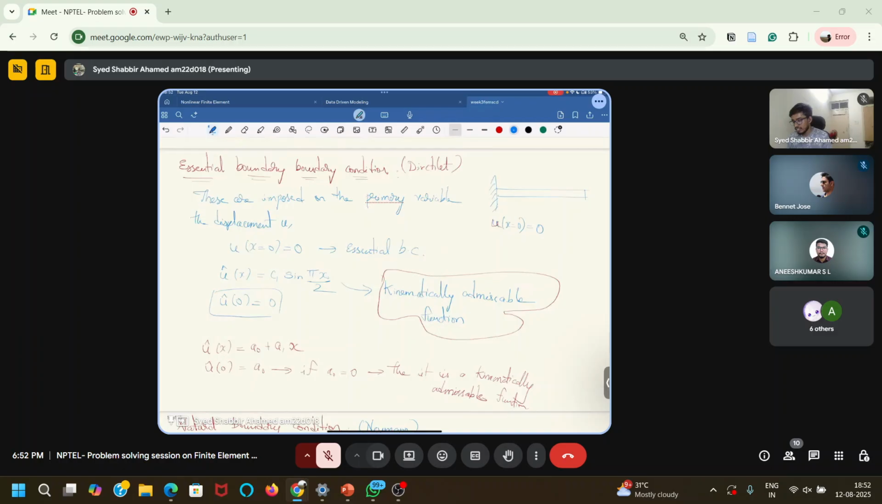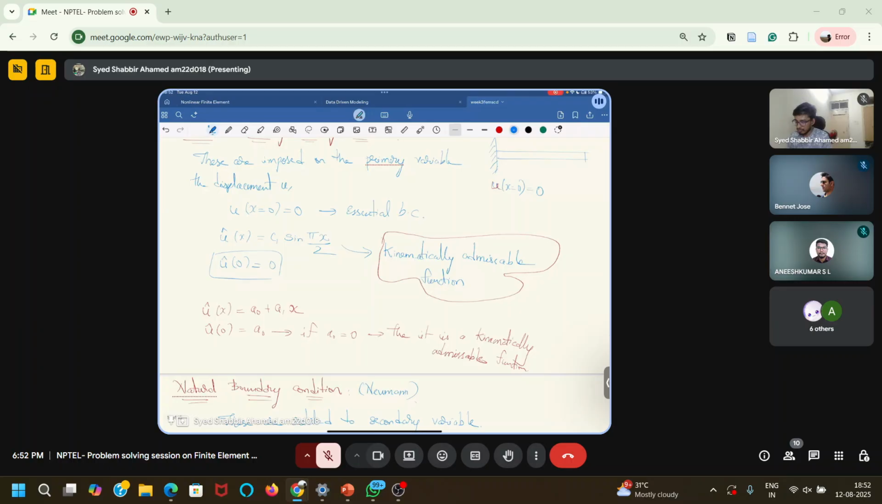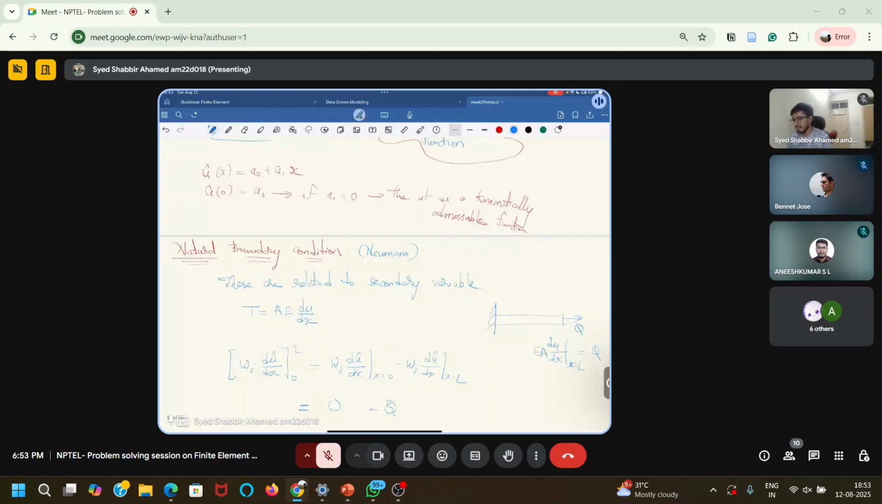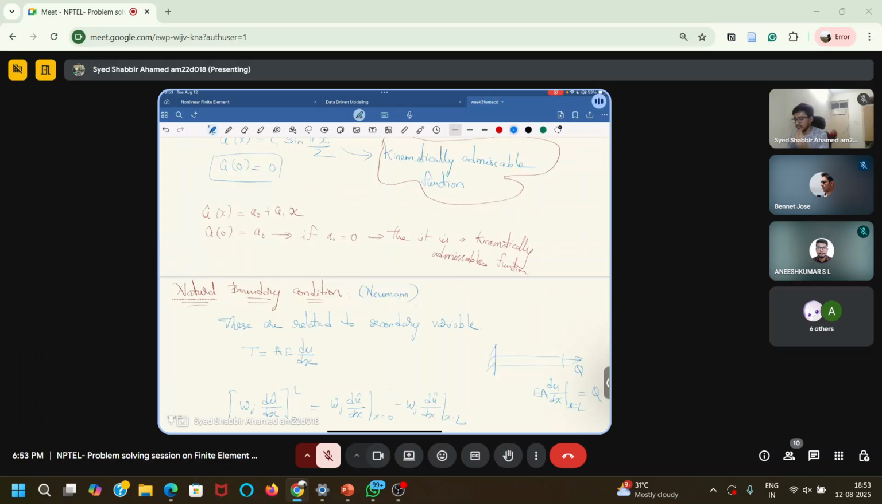So we should always see that the essential boundary condition is satisfied by the approximate solution which we are assuming. The natural boundary condition will be taken care of in the weak form. So the approximate solution which we are assuming doesn't need to satisfy the natural boundary condition. So that is the essence.